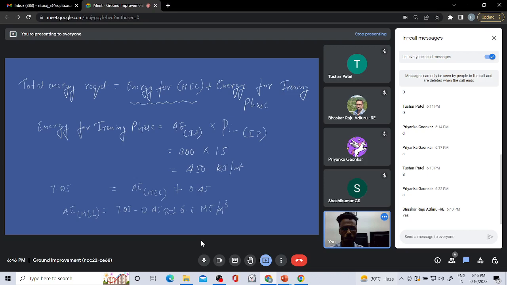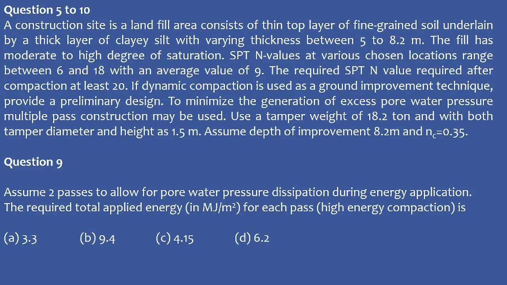Any query? We can move forward. Okay. Coming to the ninth question. Assume two passes to allow for pore water pressure dissipation during high energy application. So when we are doing the high energy compaction, we are basically giving two passes per location. So how much should be the total required energy? So I guess it's a very simple answer.